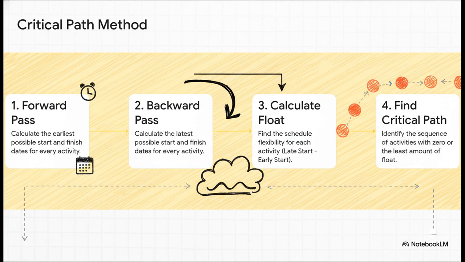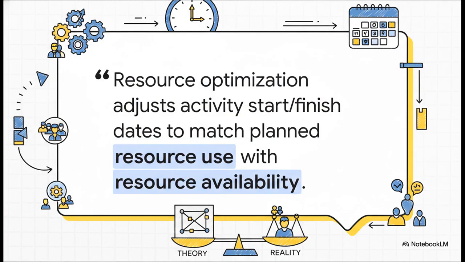It tells you exactly where you need to focus all of your attention. Okay, so you've calculated your critical path, and you know the theoretical shortest duration for your project. But here comes the reality check. The critical path method kind of assumes you have infinite resources. And now we have to square that perfect theory with the real world, with the actual constraints of your people and your equipment. And that is where resource optimization comes in.